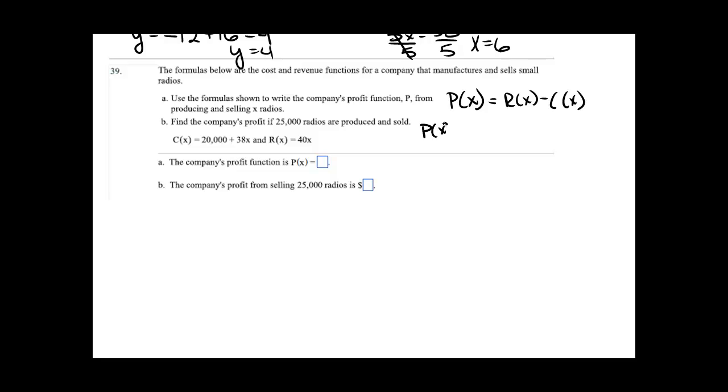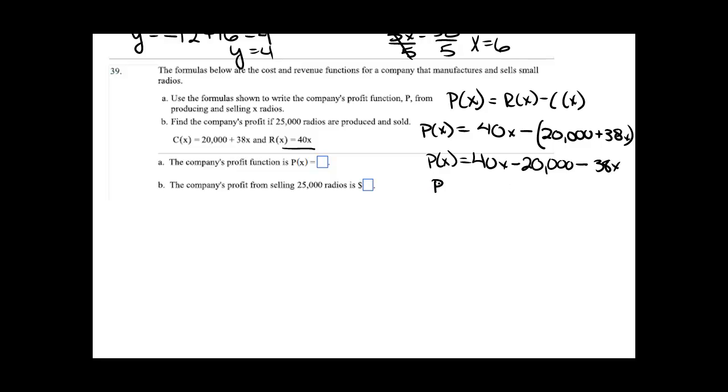So that means that our profit function equals the revenue, that 40x, minus, and then this is the only tricky part, we have to remember parentheses. So minus the entire cost function of 20,000 plus 38x. Well, to simplify, which we will simplify, we need to distribute that negative sign, so negative 20,000 minus 38x, and then combine like terms. So P of x equals 2x minus 20,000. So here's our answer for A.